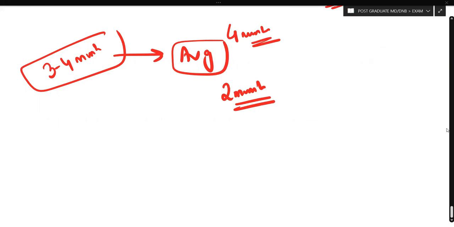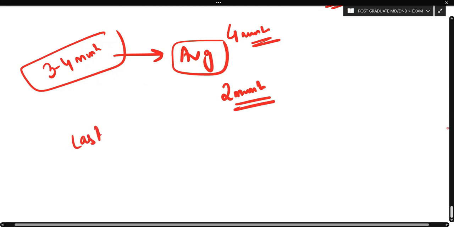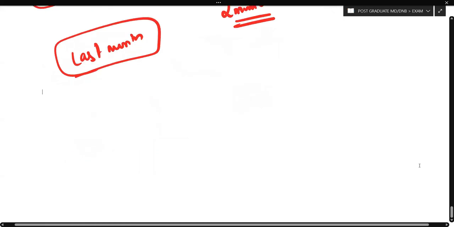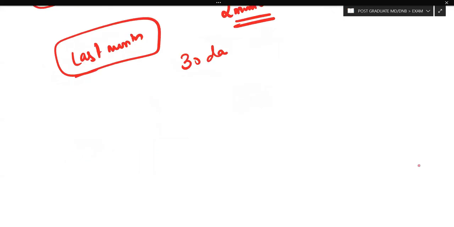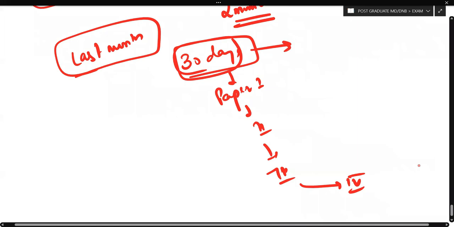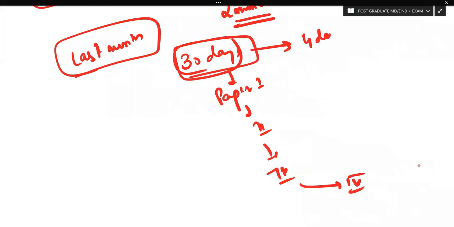One important thing I wish to discuss: in the last month, the last lab becomes very important. In the last 30 days, from paper 1 to paper 3 and paper 4, your last 30 days should start at least 4 days before paper 1.